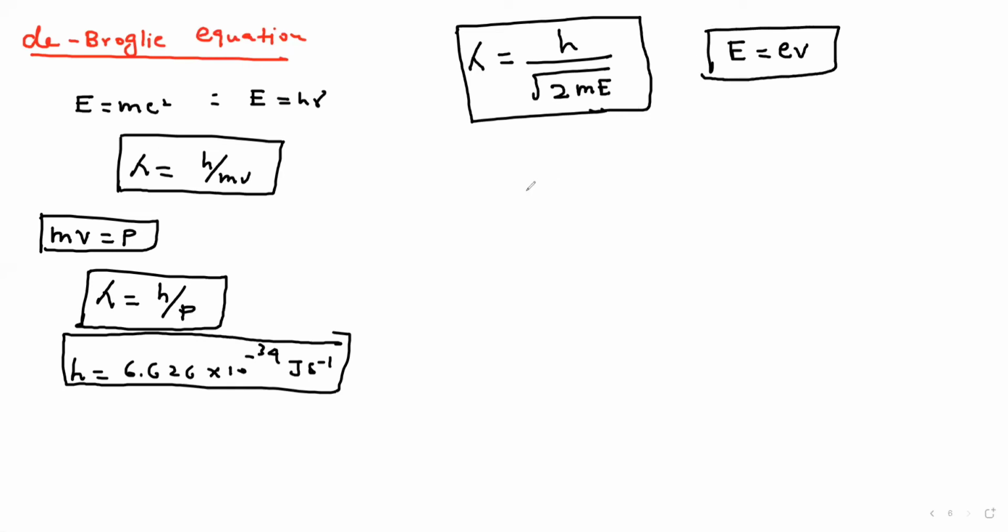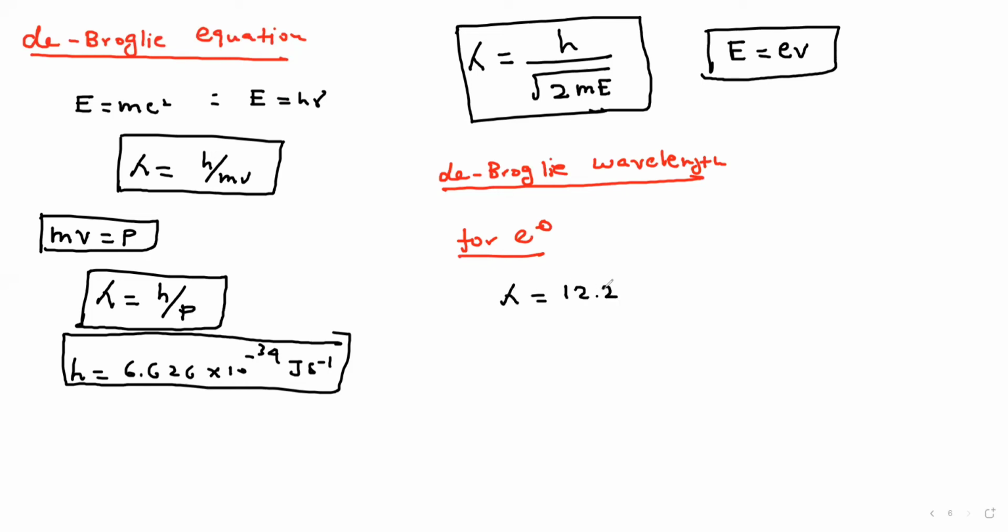Now they ask you the thermal de Broglie wavelength. Please note, this is a very important formula. They will ask the de Broglie wavelength in the exam. There are different formulas for different species. For electrons, the thermal de Broglie wavelength is lambda equal to 12.27 by square root of volt difference, in Angstrom.